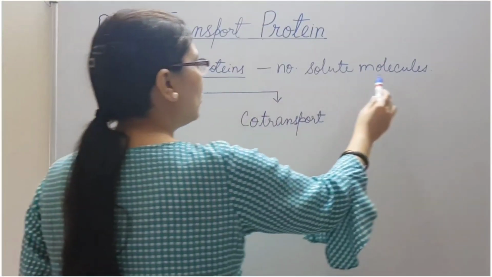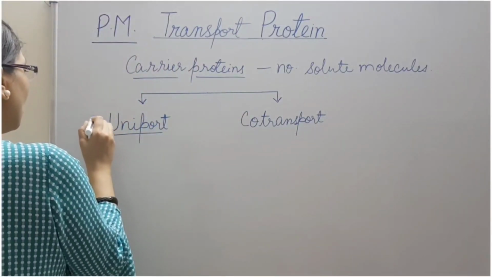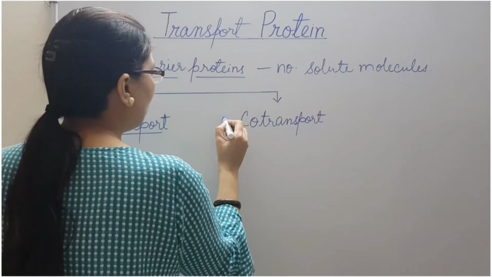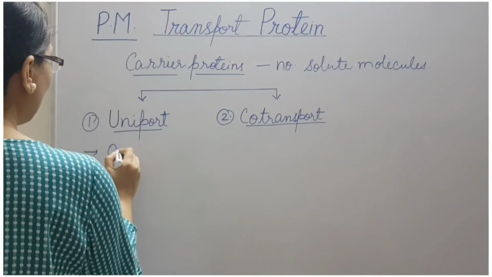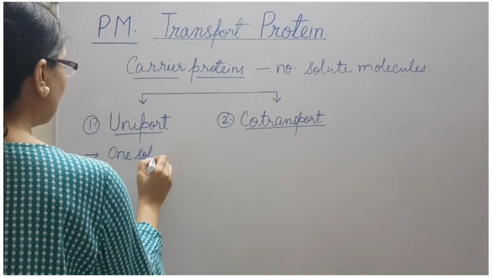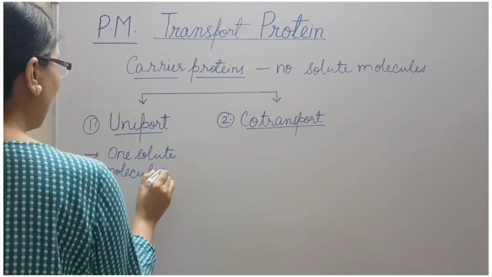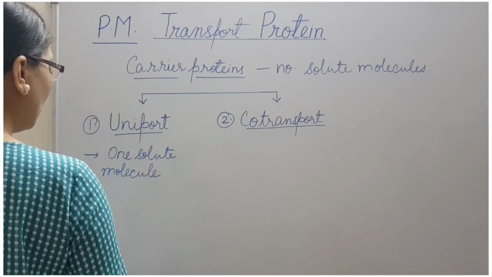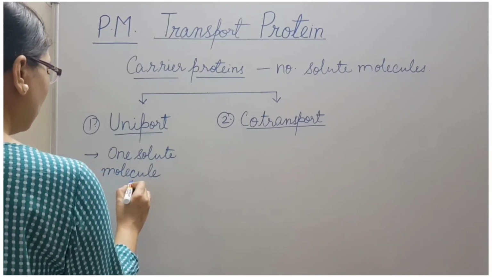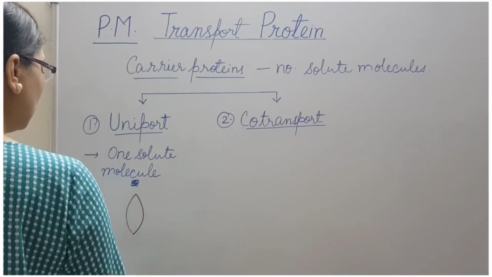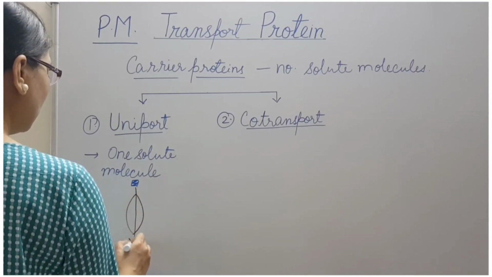Depending upon the number of solute molecules that are transported by carrier proteins, there are two types of transport: uniport and co-transport. Uniport. In this, one solute molecule is transported from one side of the membrane to the other side of the membrane. This is uniport, and this molecule is transported from one side of the membrane to the other side.